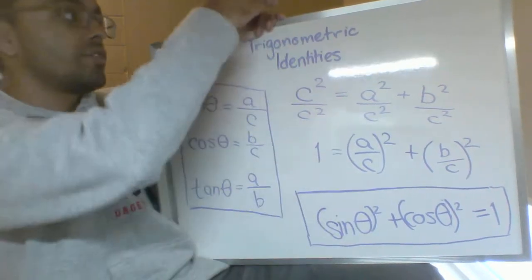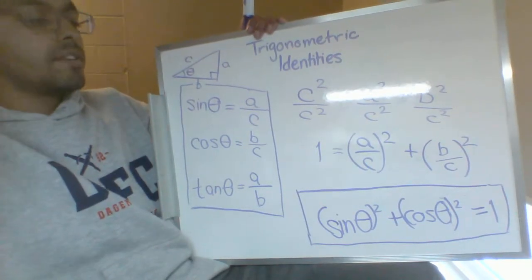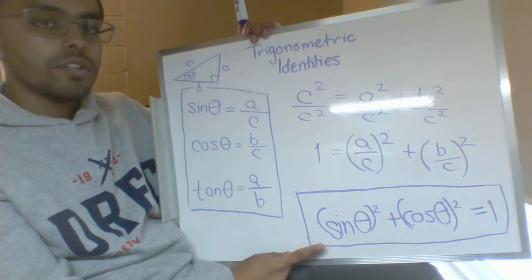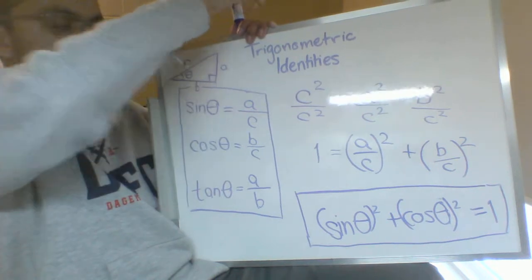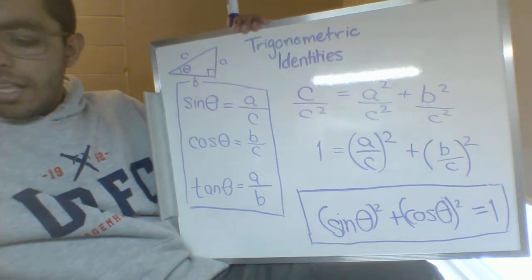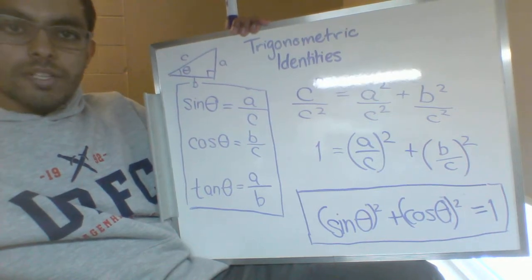Let's say if that was the question, if I give you sine theta and I ask you to tell me, well, what's cosine theta, then you could use this equation to figure it out. Okay, so hopefully that makes sense. This is our first trigonometric identity. The second one is also quite simple.